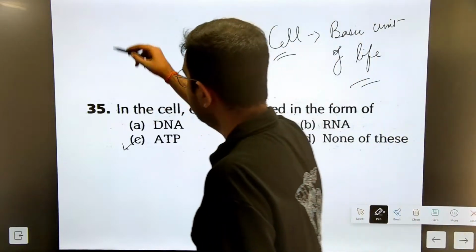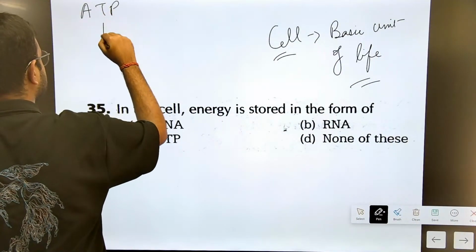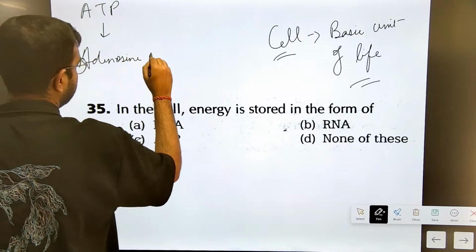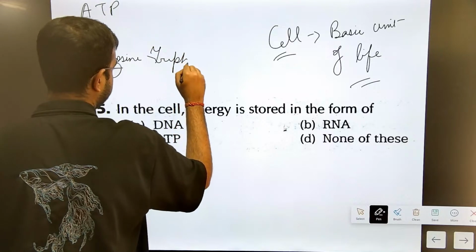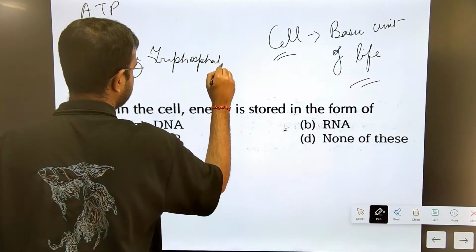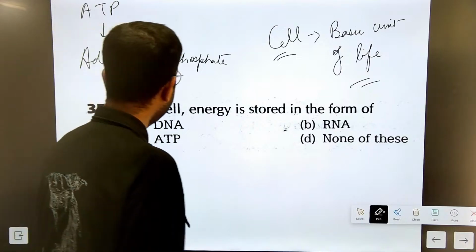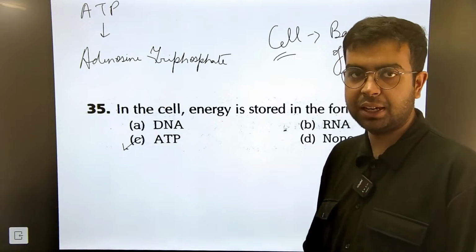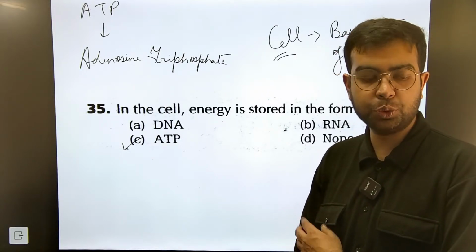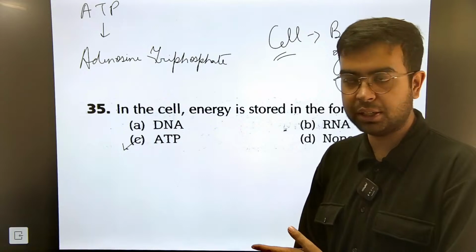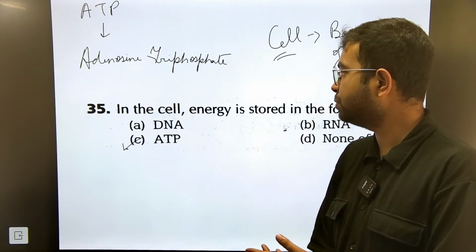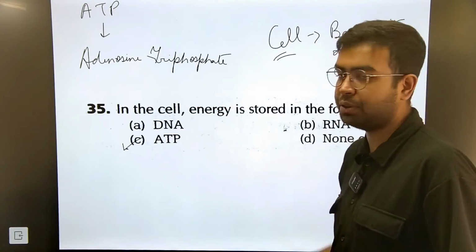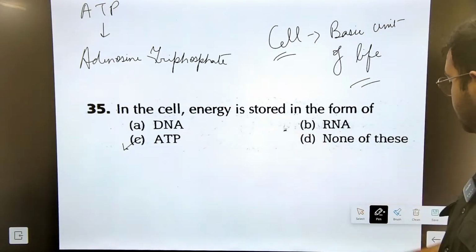What is ATP? ATP's full form is adenosine triphosphate. Adenosine triphosphate is the full form of ATP, and inside the cell, whatever energy the cell has to use for its metabolism, for its working, that energy is used in the form of ATP. That energy is also stored in the form of ATP. What is ATP? Adenosine triphosphate. Correct answer is option C.